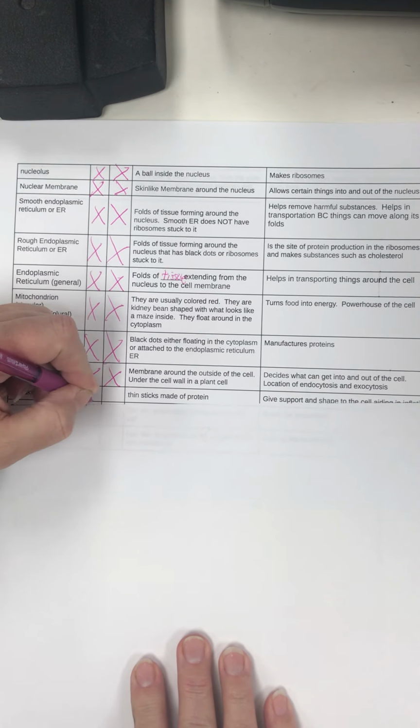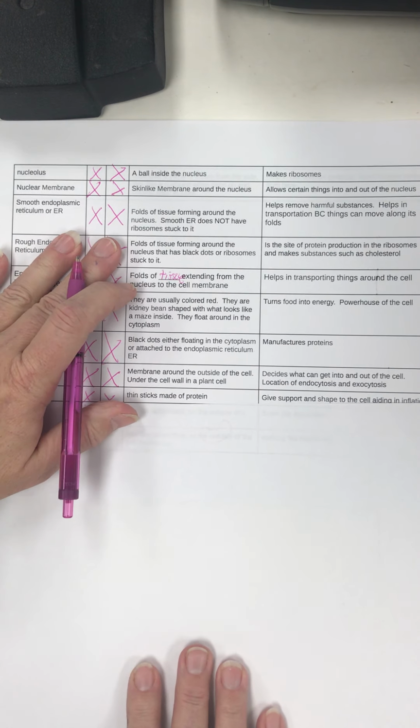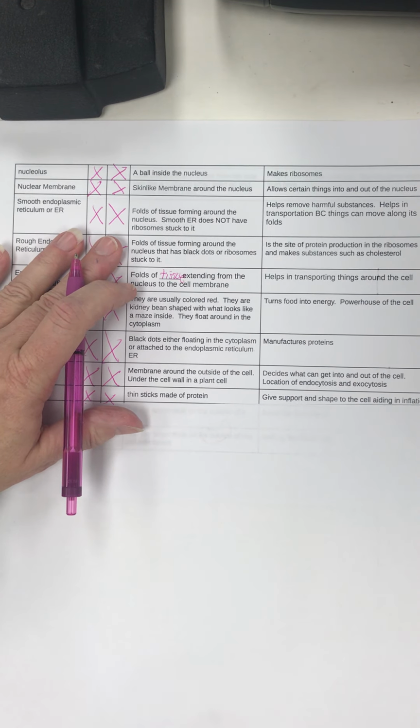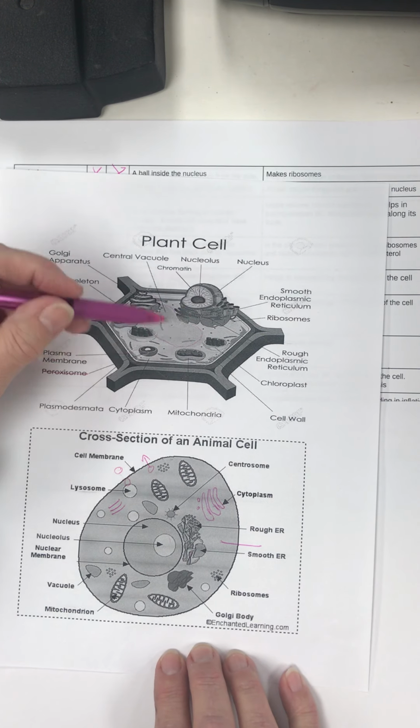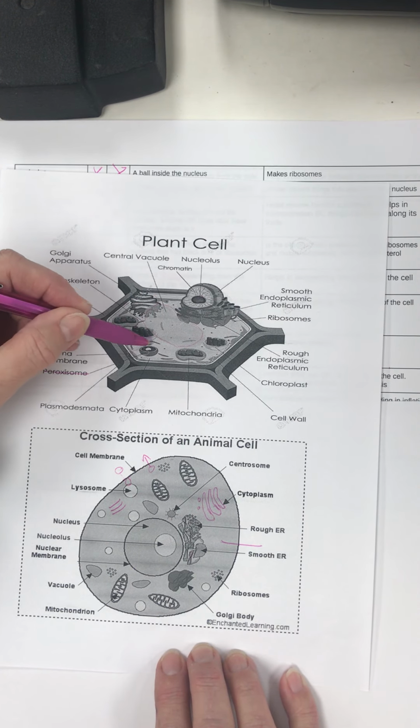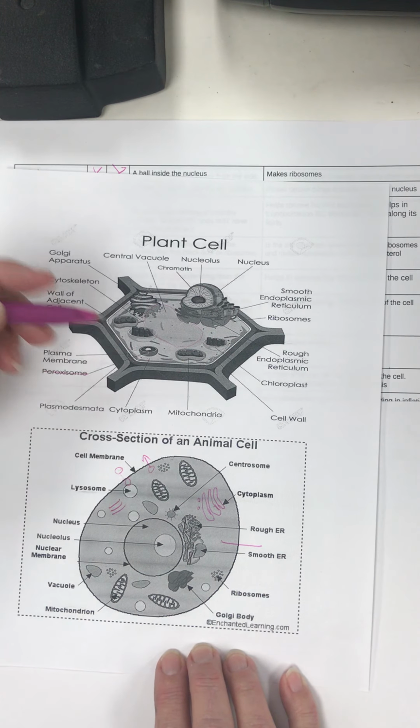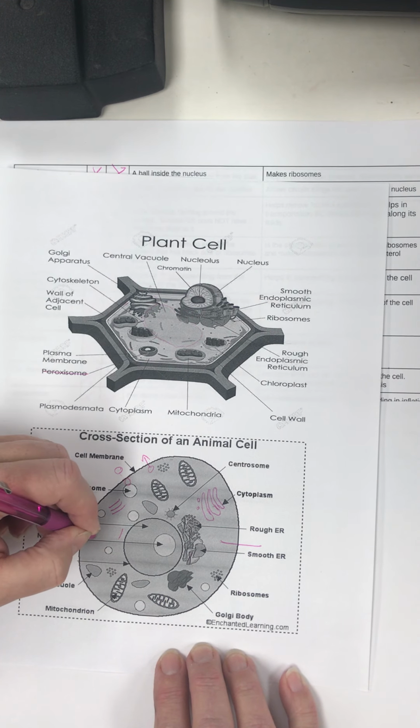Cytoskeleton, sticks made of protein. They give support and shape to the cell and aid in inflation. So on this one, they are in the plant and the animal cell. There are these things right here. For whatever reason, my animal cell doesn't show them, but they do have them.